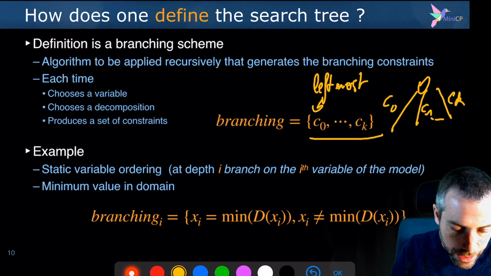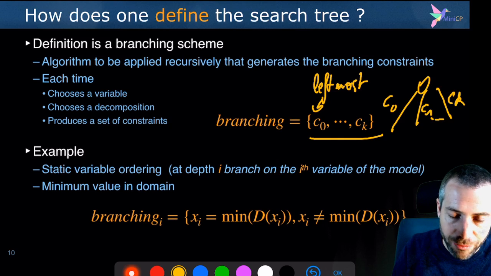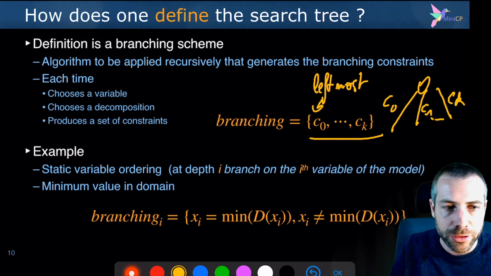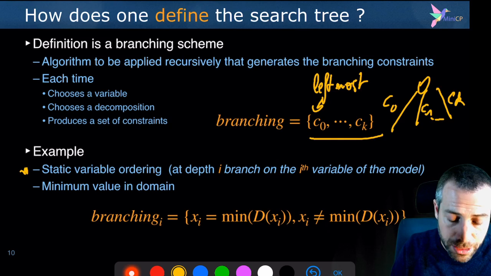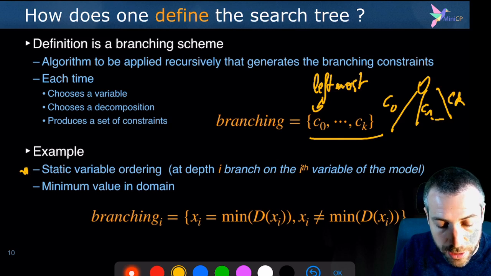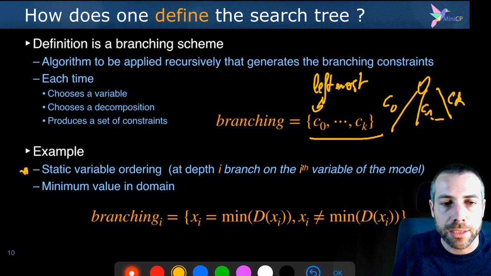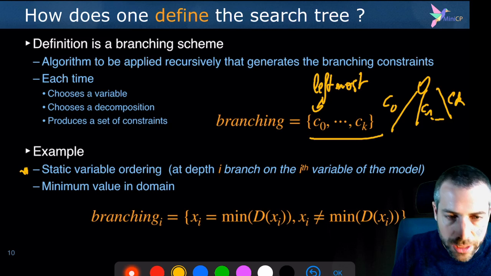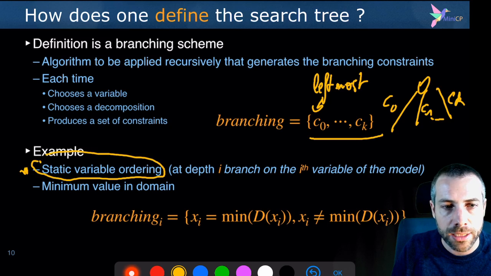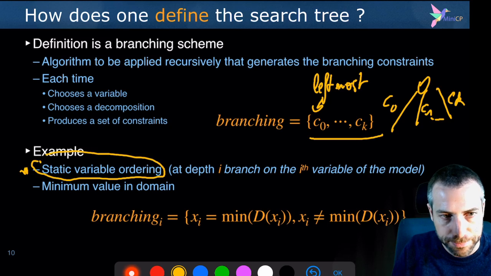What we consider as a static variable ordering is the one that consists in picking the first unbound variable and assigning it to the minimum of its domain to the left. This is called the static variable ordering. This is a good strategy to start with, but in general, this is not the most efficient one for solving problems.